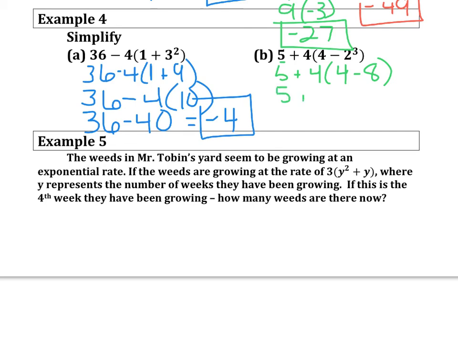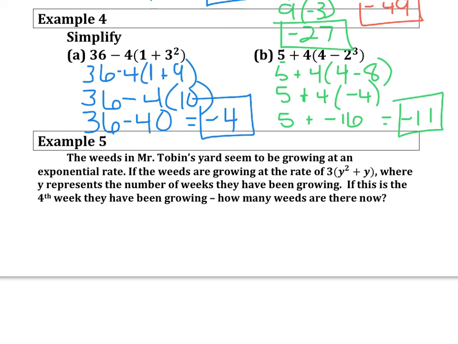Next, I will subtract within my parentheses. I'm taking a larger number from a smaller number again, so I'm going to go into the negatives. The difference of those two is 4, so it's negative 4. And next I'm going to multiply, so 4 times negative 4 is negative 16. I'm now adding 5 plus negative 16. When I add a positive to a negative, I'm going into the negatives, and the difference of these two numbers is 11, so this would be negative 11.